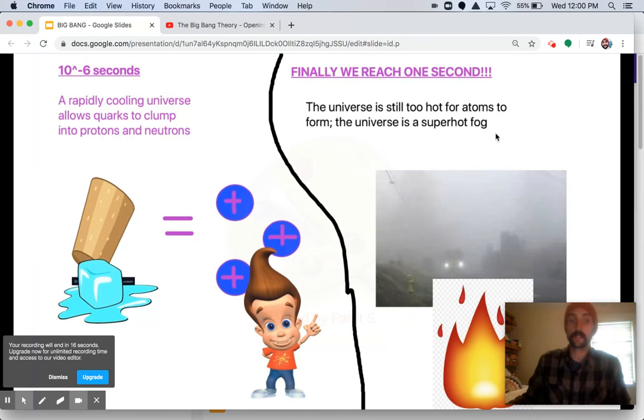So after that 1 second, we then have the universe. It's still too hot to form any kind of matter or elements. So it's just a super hot universe of fog, or as you young kids say, lit fog.